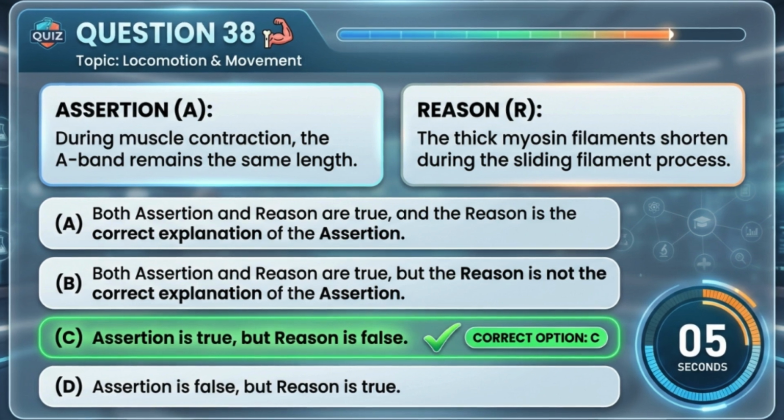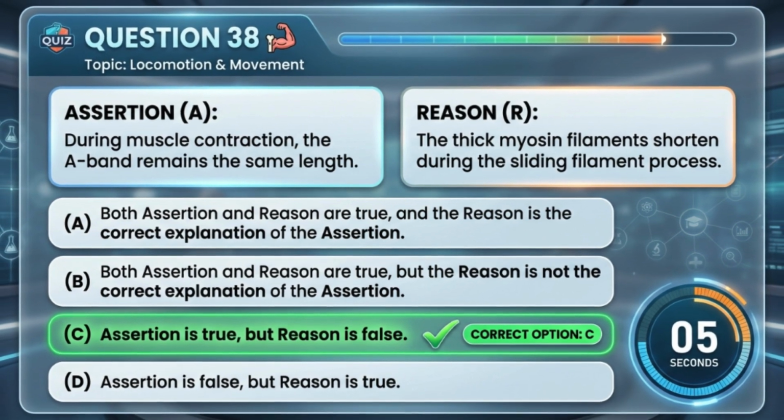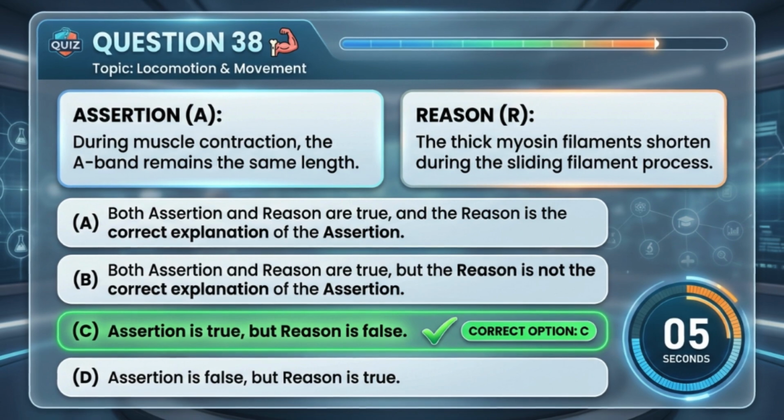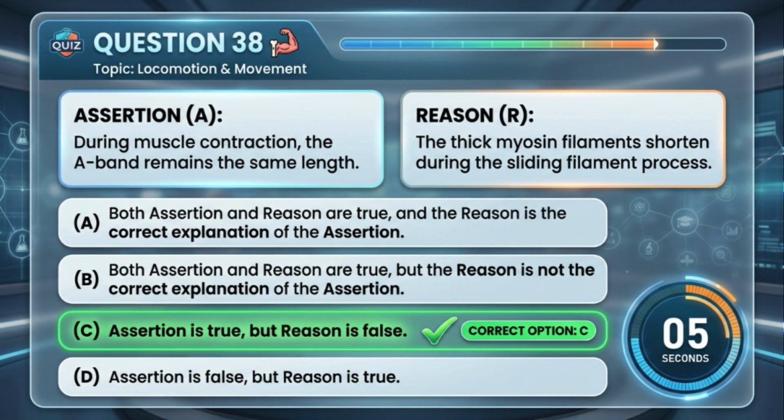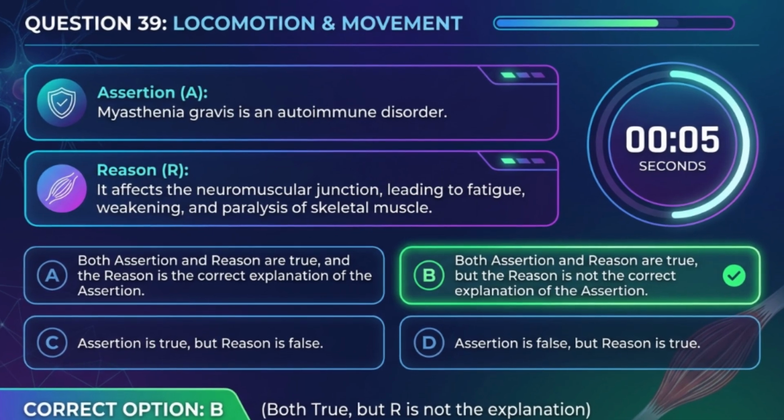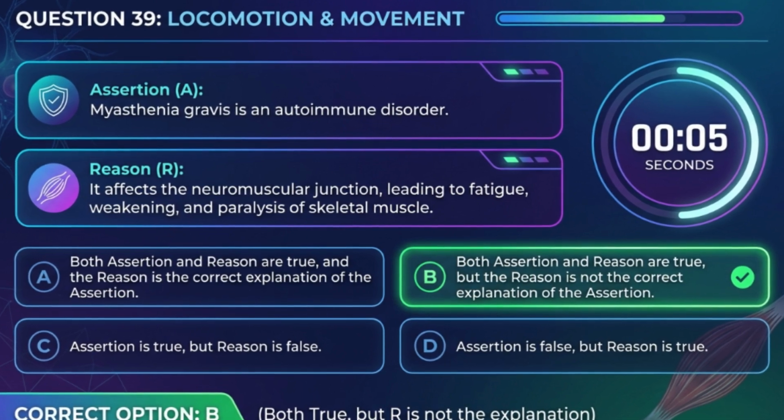Question 38. Locomotion and movement. Assertion A. During muscle contraction, the A band remains the same length. Reason R. The thick myosin filaments shorten during the sliding filament process. 3, 2, 1. Remember, A is always the same length, which is true. But the reason says myosin filaments shorten. That is false. No filaments actually shorten. They just slide past each other.